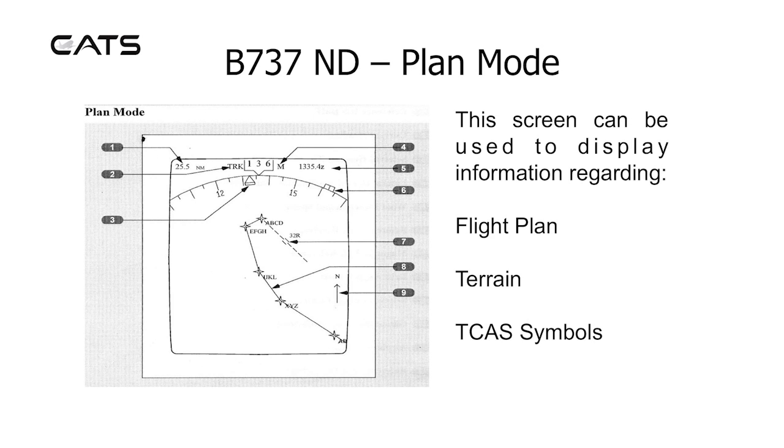1 is distance to the next active waypoint, 2 is current track, 3 is the heading pointer, 4 is magnetic true reference, 5 is the estimated time of arrival at the next active waypoint, 6 is the selected heading bug, 7 is the airport and runway, 8 is the active route, and 9 is the true north pointer. This screen can be used to display information regarding flight plan, terrain and TCAS symbols.